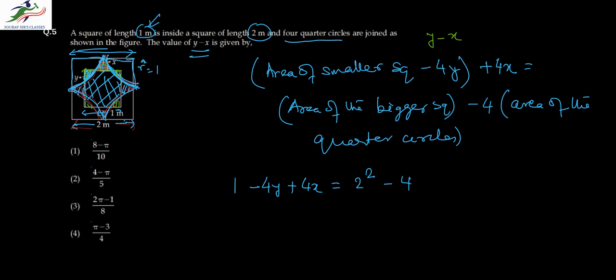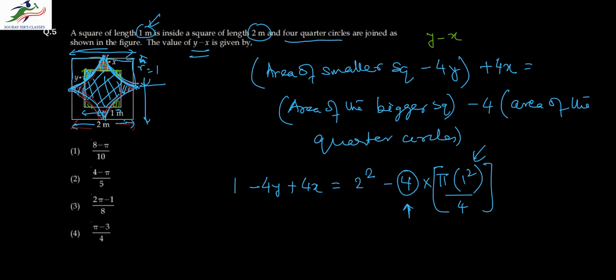So each of these quarter circles will have a radius of 1 meter because it is half of the side. So the radius of the quarter circle is 1 meter, and there are 4 such quarter circles. So 4 times the area of the quarter circle, which is pi times radius 1 squared divided by 4. So this is the area of each of the quarter circles, and I have 4 such quarter circles that make up one full circle.